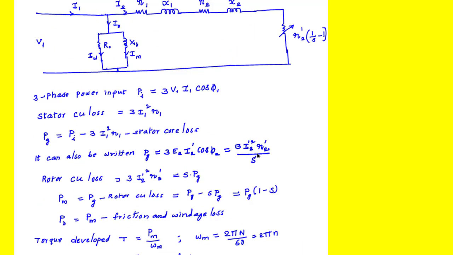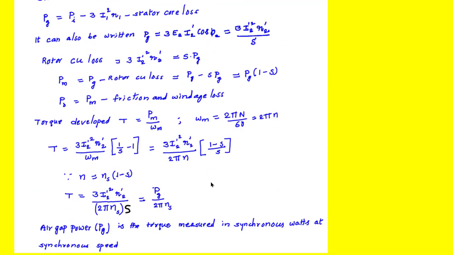Then further we can write, we know 3 I2 dash square R2 dash by S is nothing but Pg, that is the air gap power. Replacing these terms 3 I2 dash square R2 dash by S with Pg, we get the equation like this: Pg divided by 2 pi ns. So the air gap power Pg is the torque measured in synchronous watts at synchronous speed. This is what it shows.